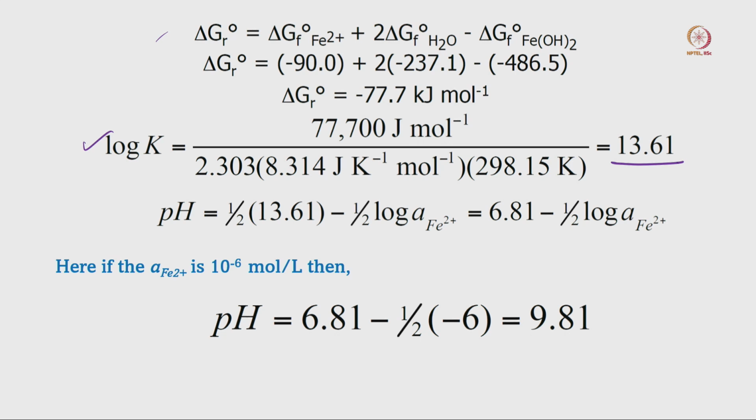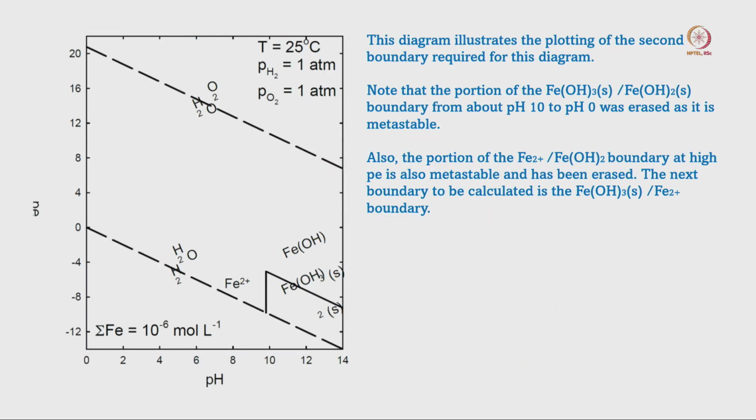Activity of Fe2 plus is the activity of Fe2 plus in the solution. That means, we have to now find out a concentration. Let us say that is 10 to the power minus 6 moles per liter. If we know this concentration value, we are just going to plug in that value and we get that pH is equal to 9.81, that is our boundary line. Okay. So, pH equal to 9.81, that is our boundary line, this one, okay, for that FeOH2 and Fe2 plus boundary.